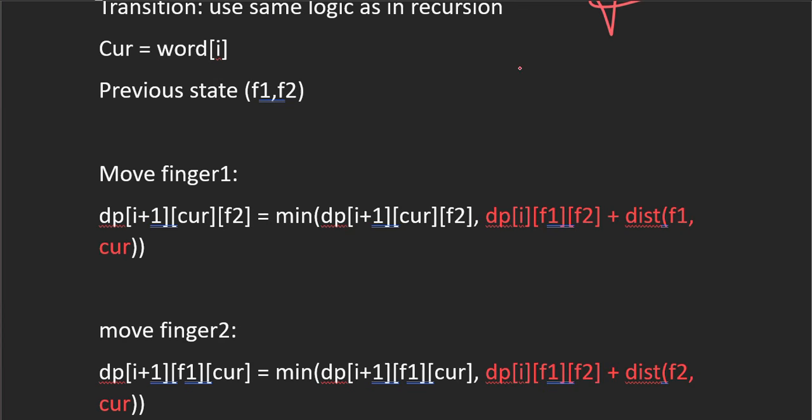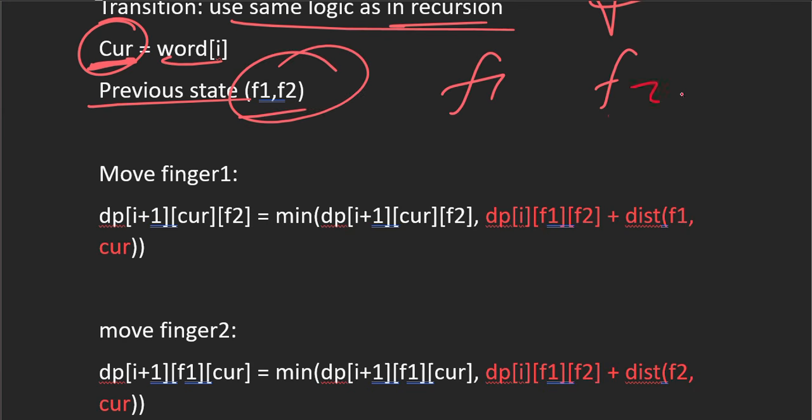So we'll be using the same logic that we have used in the recursion. Our current position is word of I. Our previous states, that is, we are at f1 and f2. Now if we move finger 1, we have to move from f1 to current. So the cost will be distance of f1 to current.